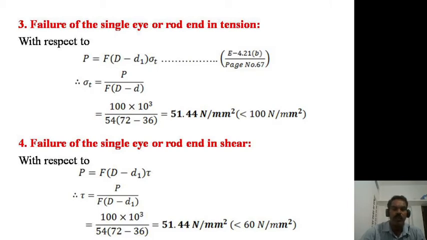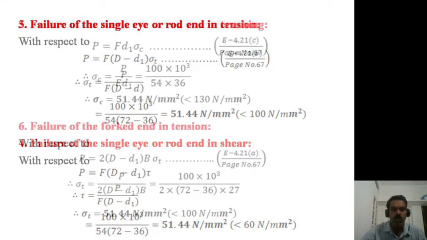Therefore tau is equal to 100 into 10 to the power of 3 divided by 54, because the F value is 54, the D value is 72 and the D1 value is 36. By simplifying it, finally you will get 51.44 Newton per mm square. This is the induced shear stress of the single eye, and it is less than the permissible value. What is the permissible value here? 60 Newton per mm square. Hence the design of the single eye in shear is safe.